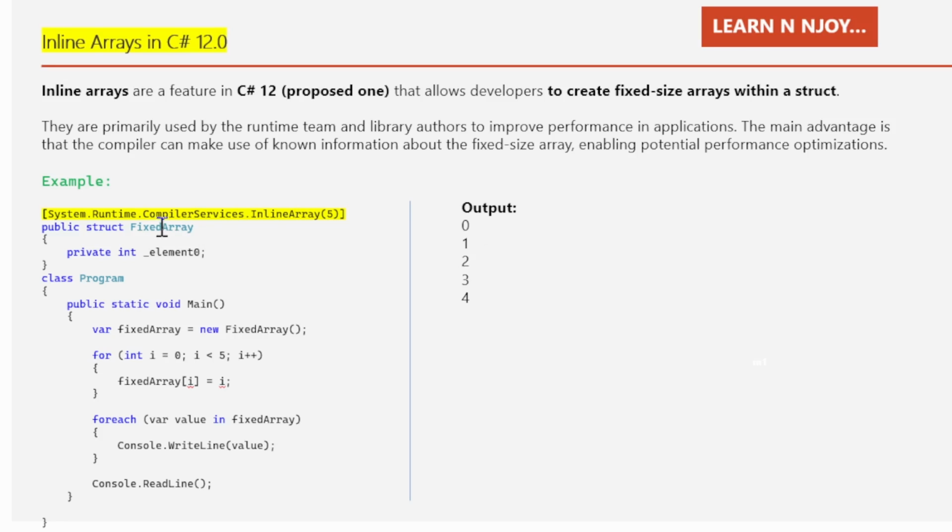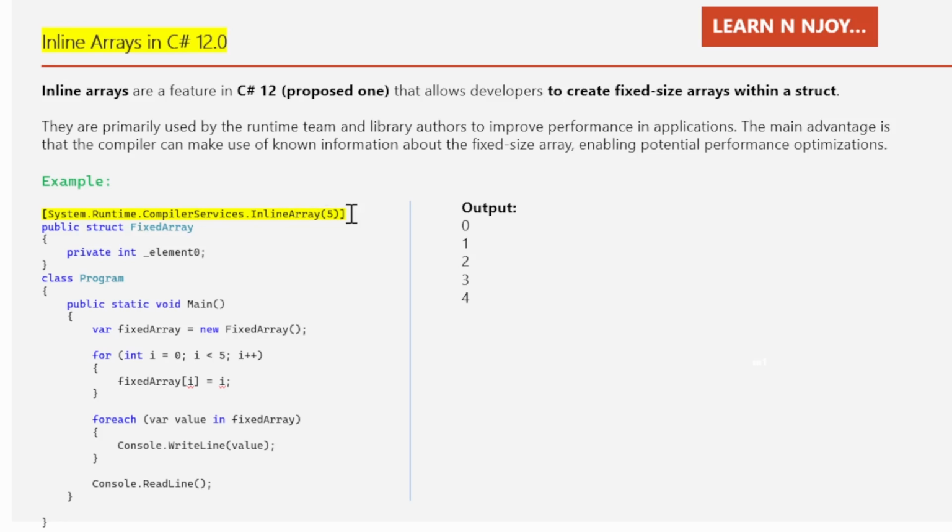To declare an inline array, we need to use the System.Runtime.CompilerServices.InlineArray attribute followed by the desired size of the array. Okay, let's see the example shown over here. Here, I have created one struct, FixedArray, that has one private variable, _element0. Then I have marked this struct with the System.Runtime.CompilerServices.InlineArray attribute, and I have given the size as 5.